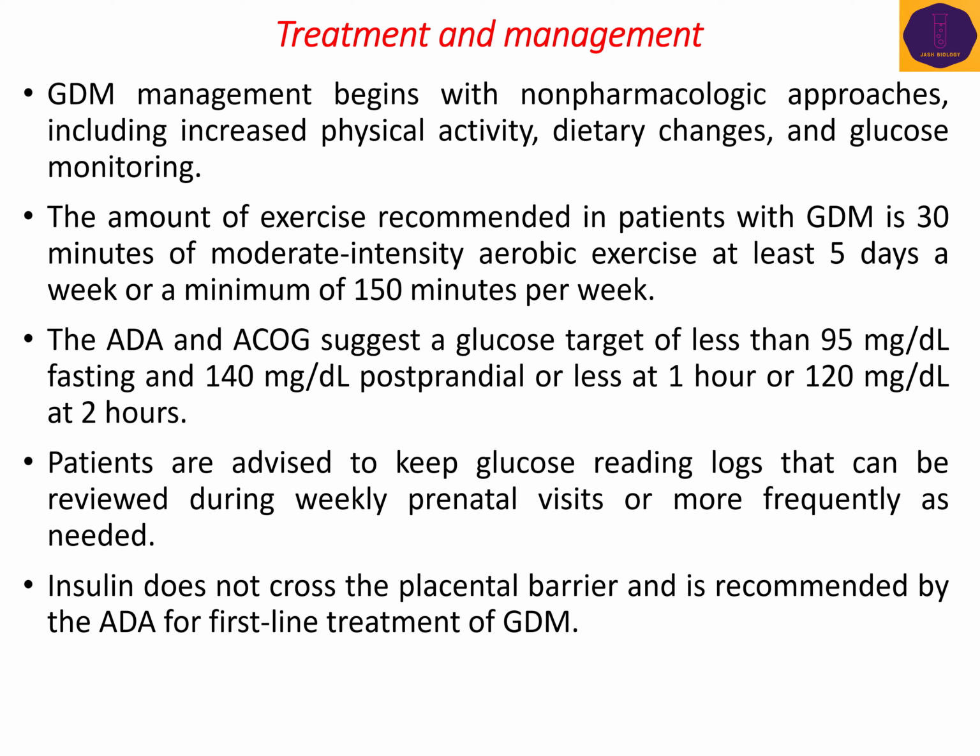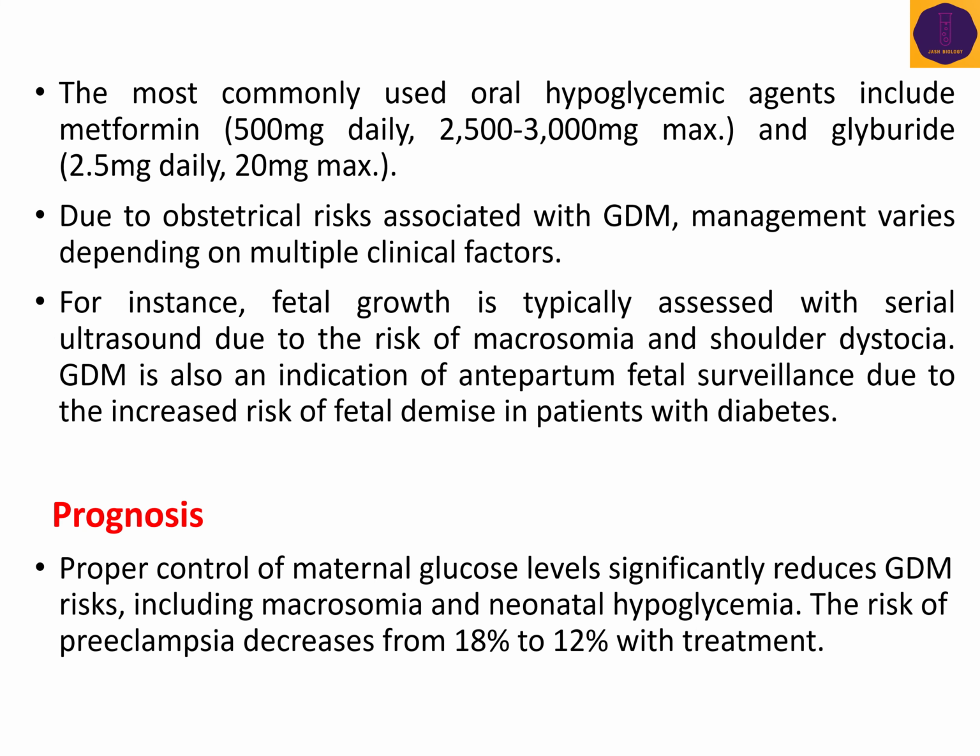Insulin does not cross the placental barrier, and is recommended by the American Diabetes Association for first-line treatment of gestational diabetes mellitus. The most commonly given oral hypoglycemic agents include metformin, which is given at a 500 milligram dose daily and a maximum of 2500 to 3000 mg, and glyburide 2.5 mg daily and a maximum of 20 milligram.